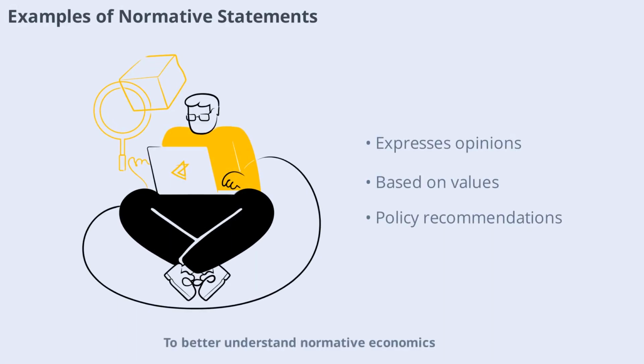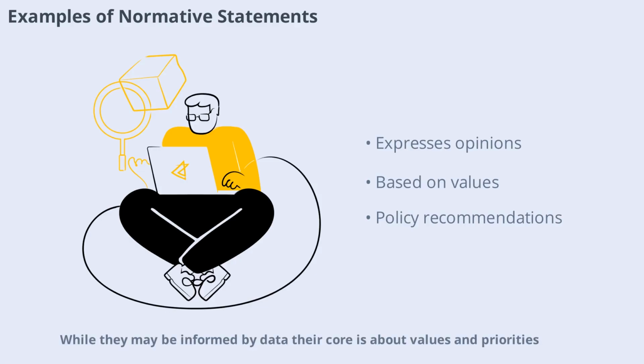To better understand normative economics, consider statements like "the minimum wage should be higher," or "we should invest more in education." These statements go beyond describing reality, they express opinions about what policies are best. While they may be informed by data, their core is about values and priorities. This is why debates about economic policy often involve both positive analysis and normative arguments.